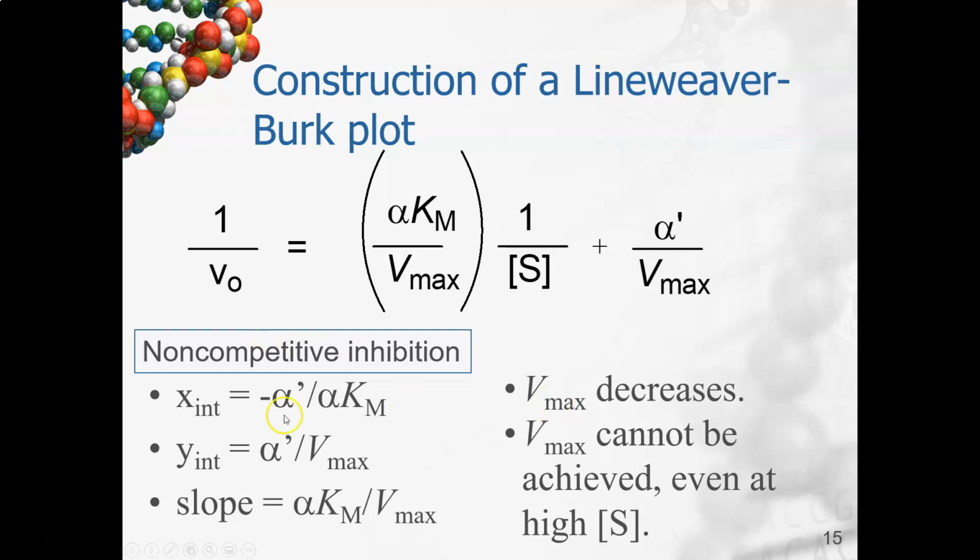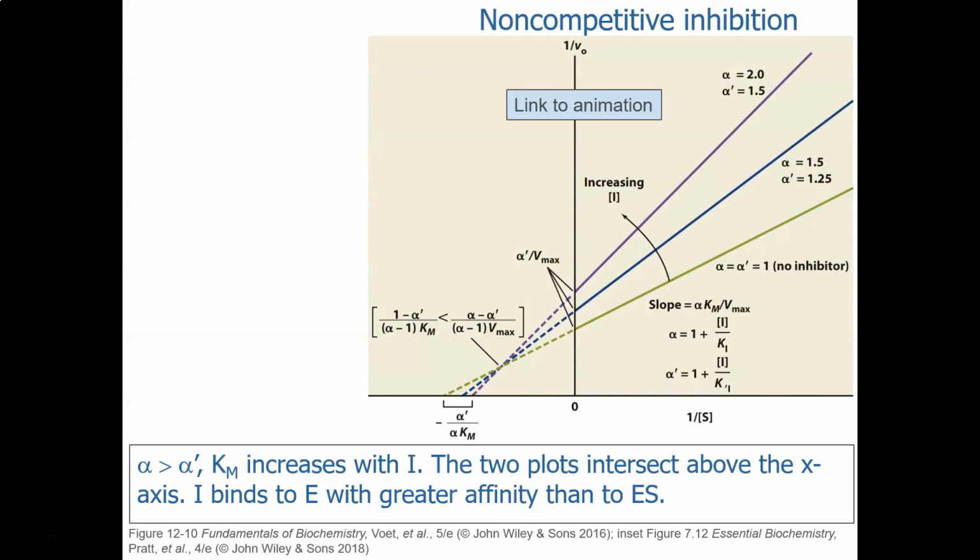Well, what about Km? If we look at the x-intercept over here, the Km, depending on the relative values of alpha primed or alpha, might increase, it might decrease, or it might stay the same. So let's look at that. Here's an example of a non-competitive inhibition, and in this case, alpha is greater than alpha primed, which means the Km goes up. And when that happens, the inhibitor prefers free enzyme. So we have another animation here.